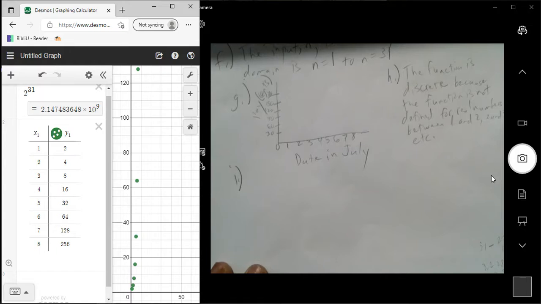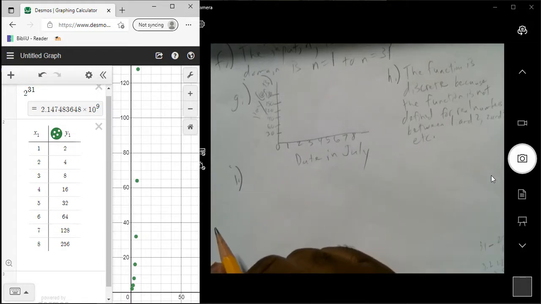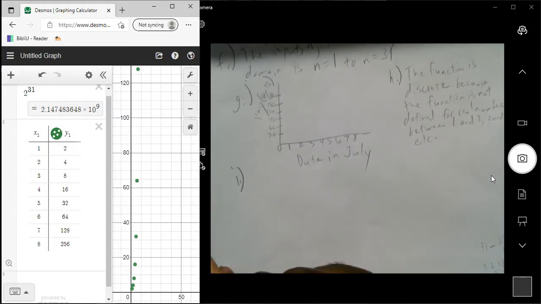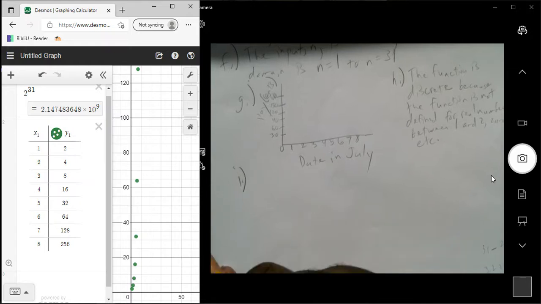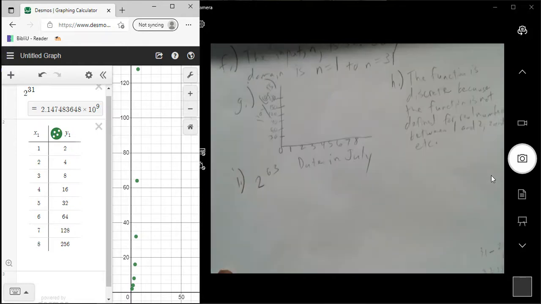Now, basically, they ask us what would be on the last square. So basically, from what I understand with the chessboard, there's supposed to be 63 places on the chessboard. So it'll be 2 to the 63rd power.